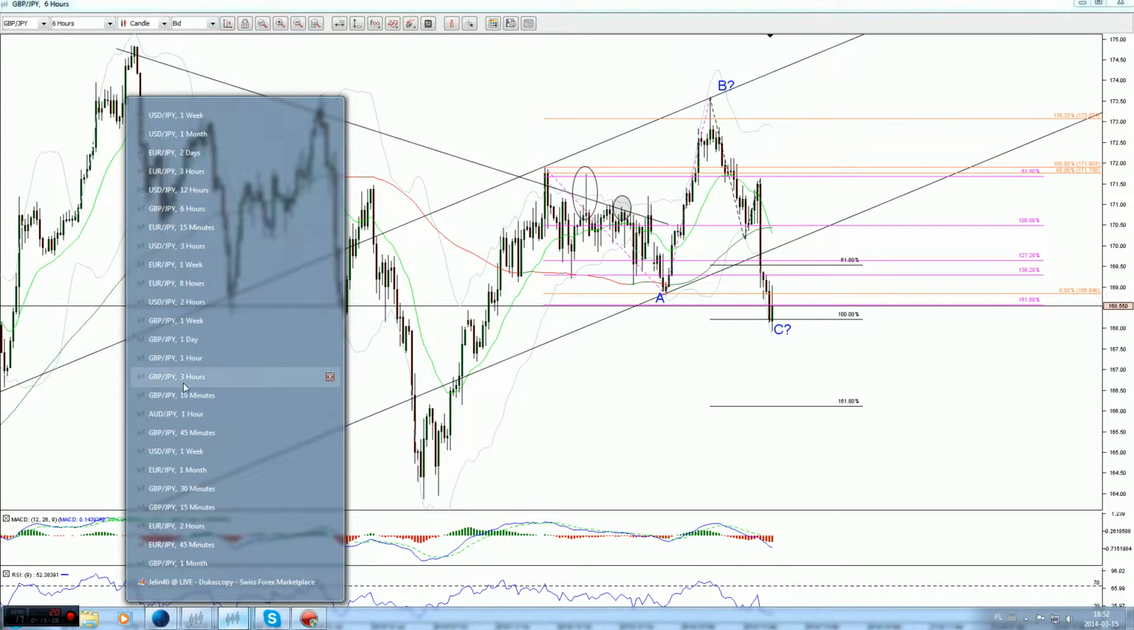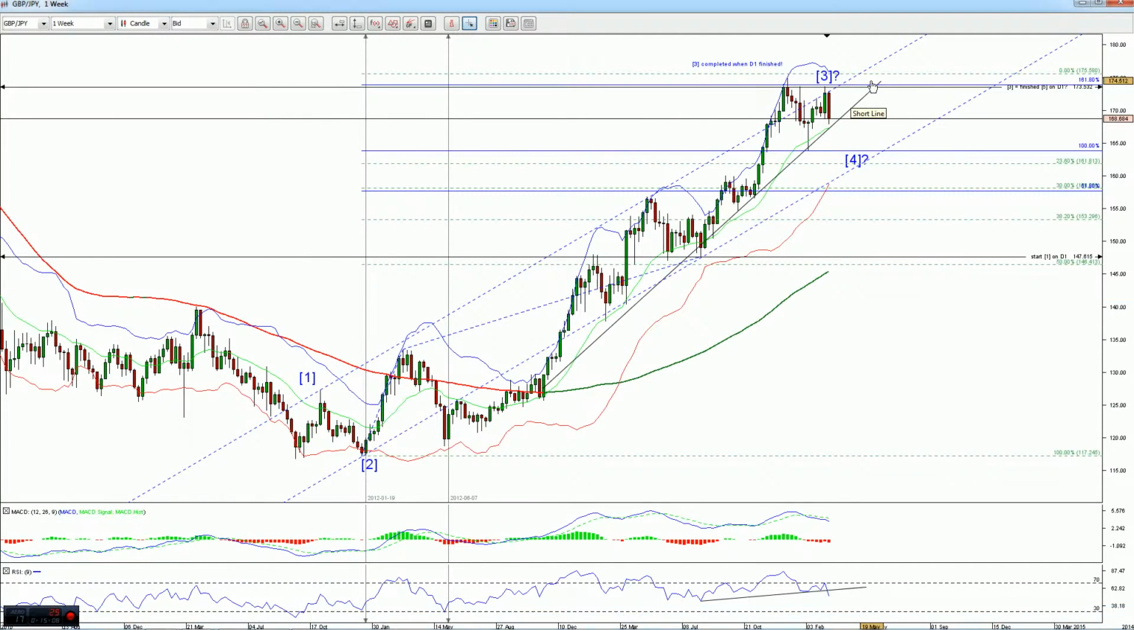Wait a second. Okay, this could be an A, a B, and then a C. Okay, an A, B, C. So I'm expecting a fourth corrective wave will complete here, and this could be a first part of it, a second one, and a third one. So that's why an A, B, and C. But I'm not so sure the A is already in.